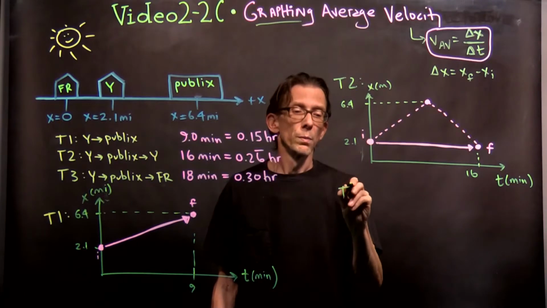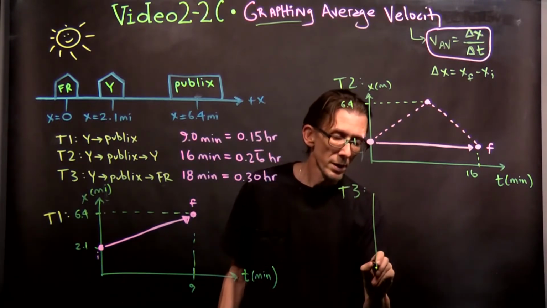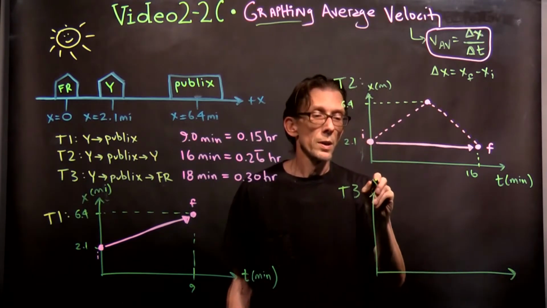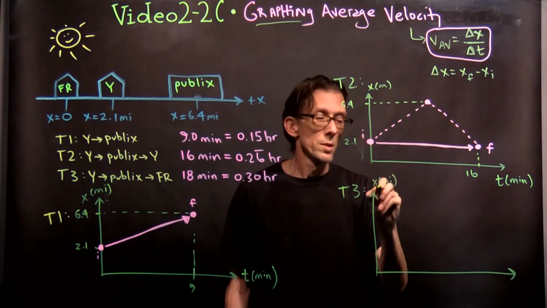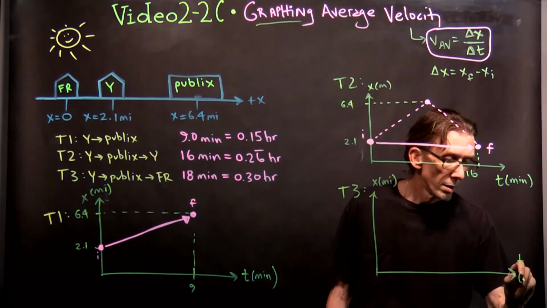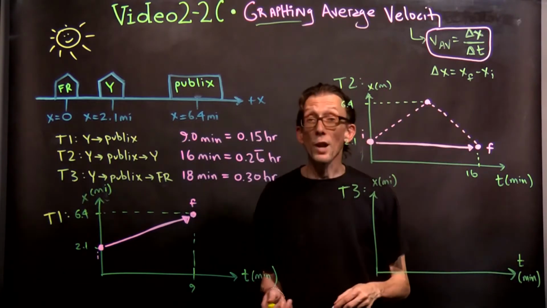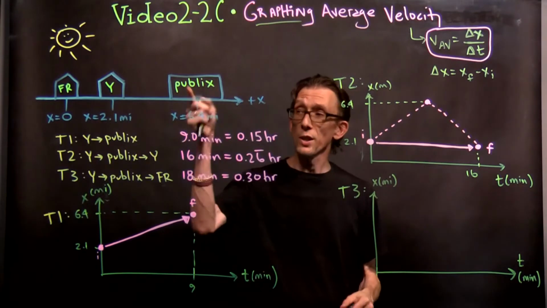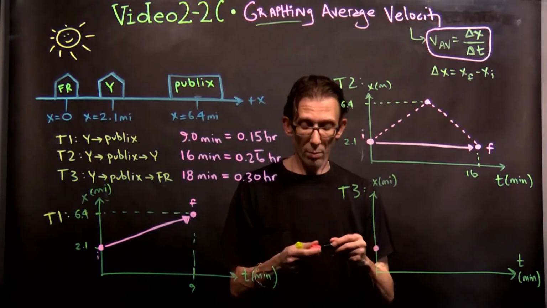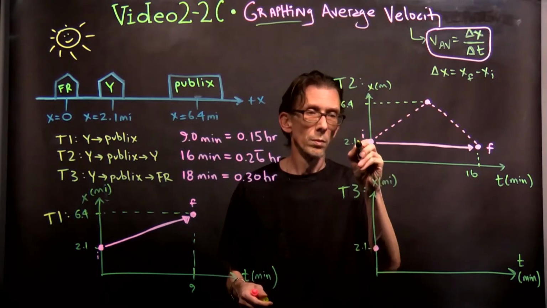Now for trip 3. Same set of axes as before. This is going to be x in miles. This is going to be t. Is this going to fit? Yes, I think it's going to fit. t in minutes. Again, because we're starting from your house, which is at 2.1 miles, we all start here again. Every trip starts from right there at 2.1. Okay?